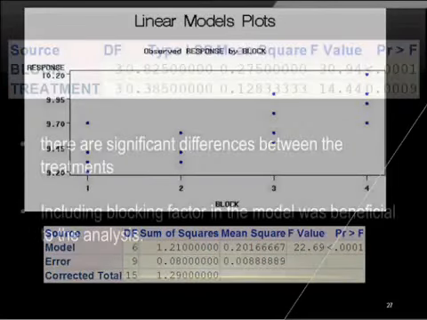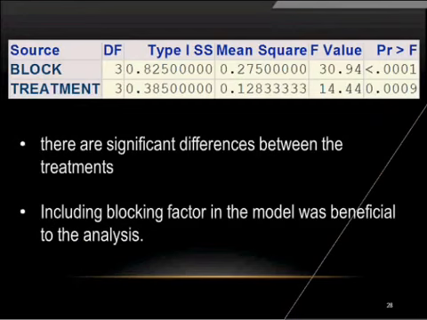Now we can look at the terms that we included in the model. Instead of only having one term in the model, treatment, we also have block. And they're both significant. What that means is that there are significant differences between treatments, and including the blocking factor in the model was actually beneficial to the analysis.